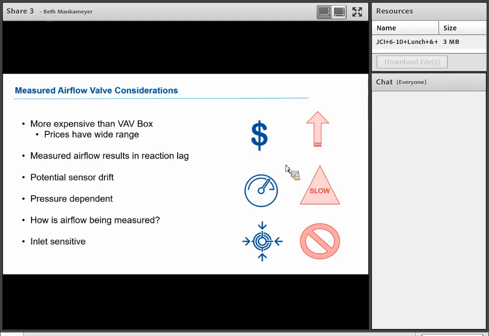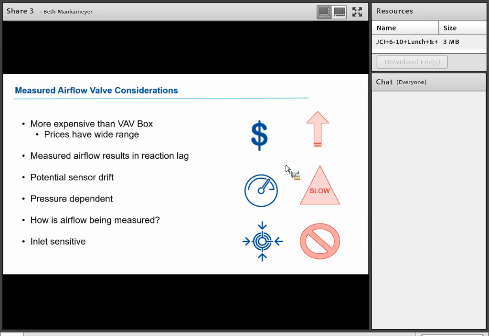So you really need to be a consumer and figure out how that airflow is being measured, because if it's in the airstream, that's really tough in a critical environment. You don't want to have to go in there and clean anything out. You really want it to be maintenance-free in terms of how it's measuring airflow.